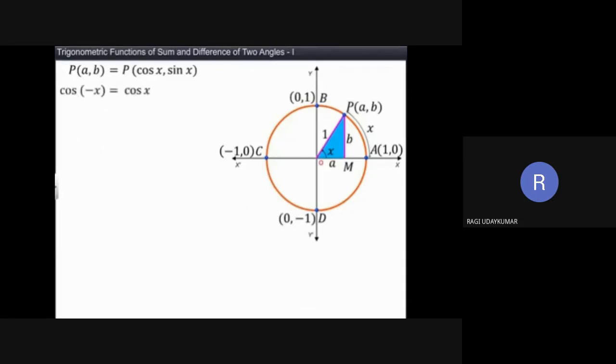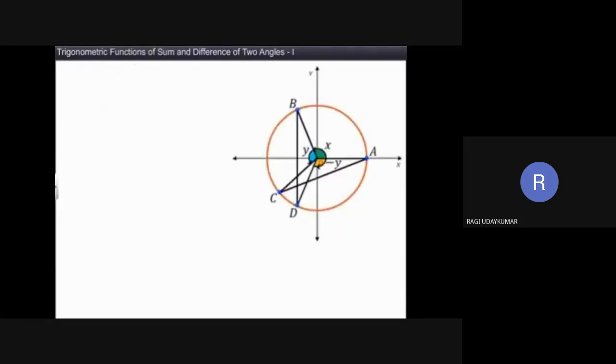Now cos of minus x is equal to cos x, you know that, and sin of minus x is equal to minus sin x. These are the things you are required to know to do this proof. The coordinates of A are 1, 0, the radius of the circle being 1, and the coordinates of B are cos x, sin x, because it is making an angle of x radians with the x-axis in the anti-clockwise direction.